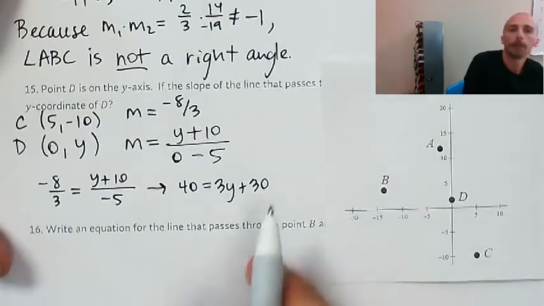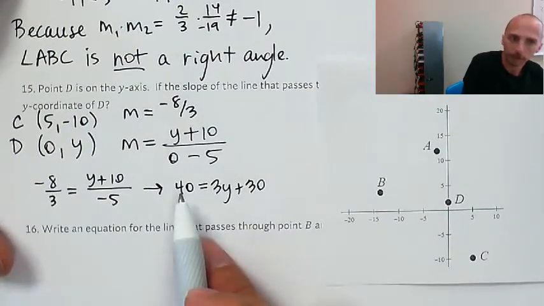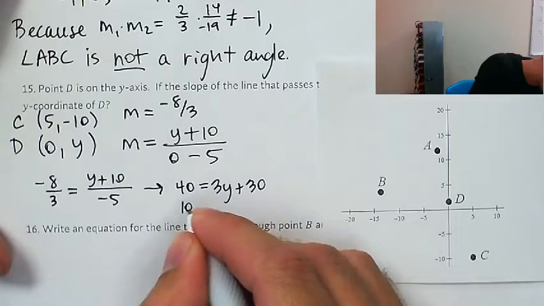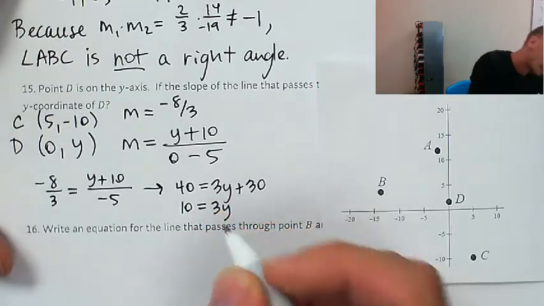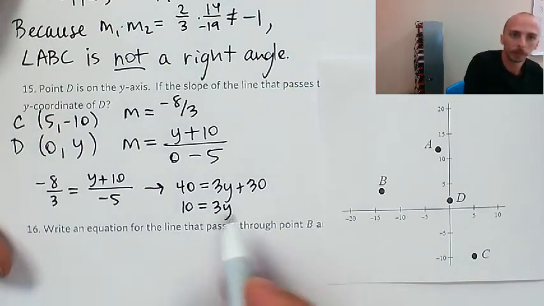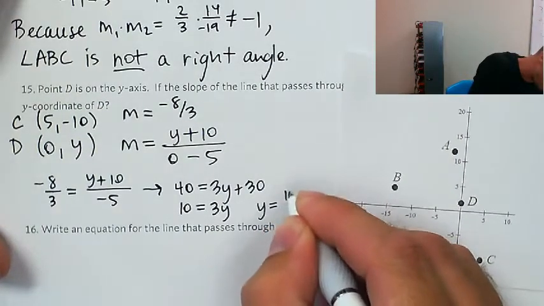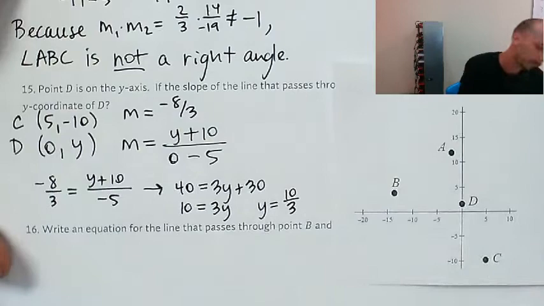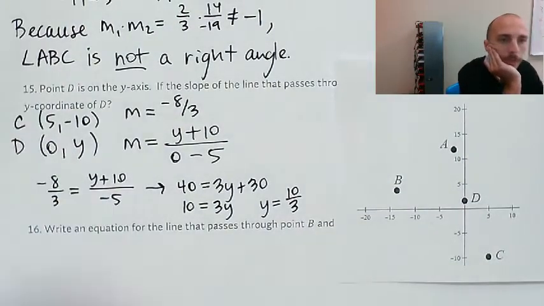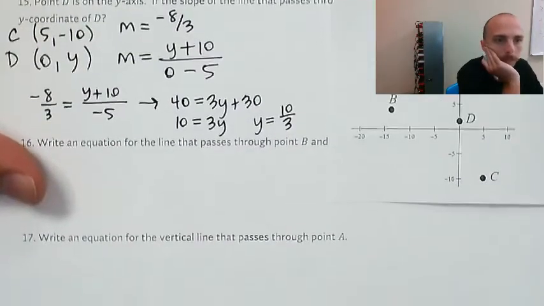Okay. And then I'm going to solve for y the old way, right? I'm going to subtract 30 from both sides. So I'll be left with 10 equals 3y. Then I will divide both sides by 3, and y will be 10/3. Okay. And that's how we would solve one like that.